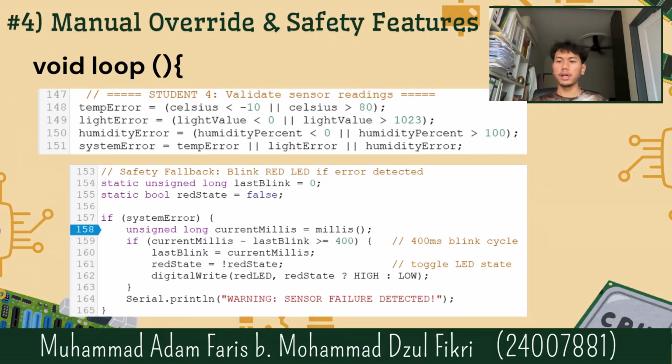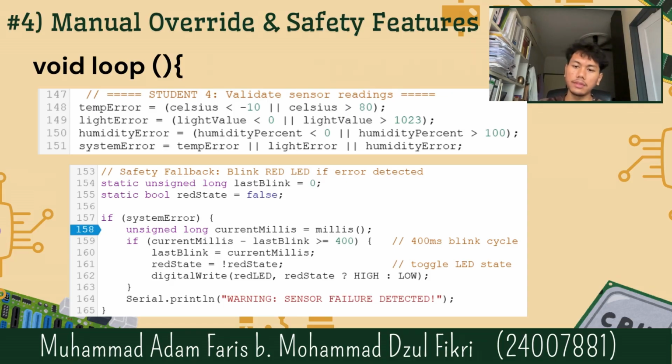Okay, now we're going to the first part of the loop, which is check sensor readings. If temperature, humidity, or light value fall outside valid range, the system error equals true. For example, if the temperature is below -10, system error will be equal to true. This acts as a safety gate before normal operation continues.